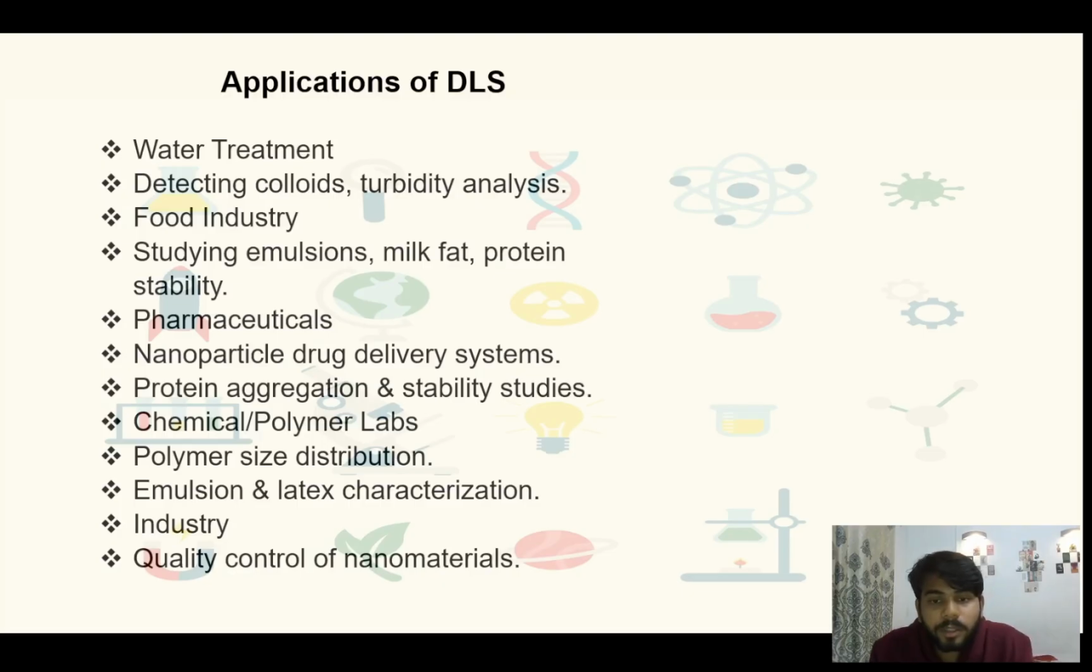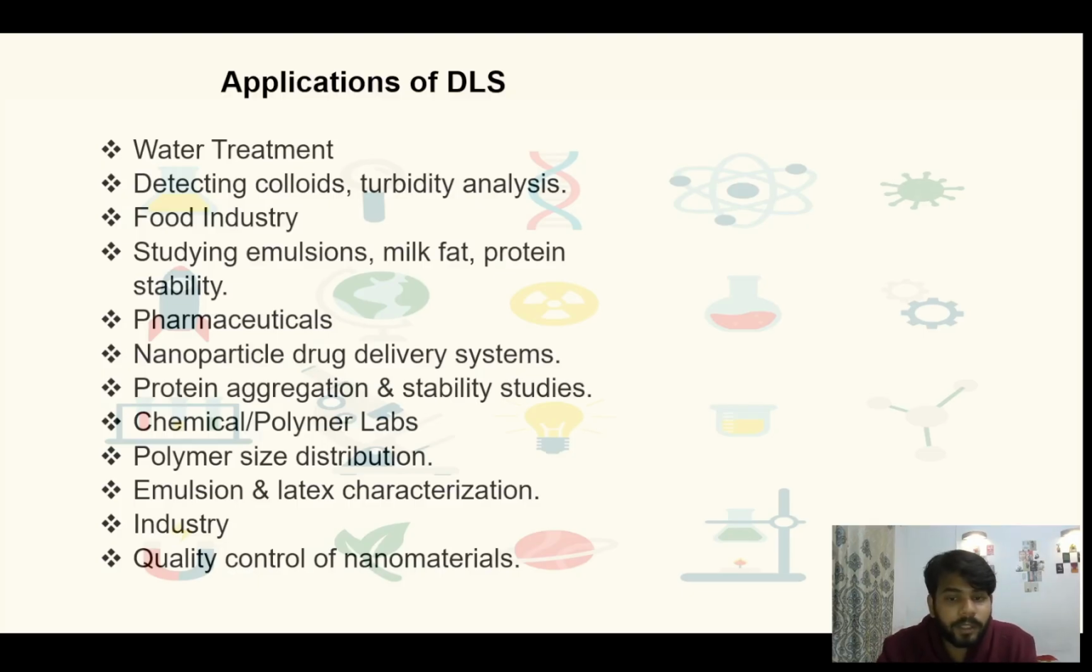For example, with protein based drugs, even slight aggregation can cause harmful immune reactions. DLS helps in checking such aggregations in early stages. In short, DLS is a critical quality control tool in modern pharma.